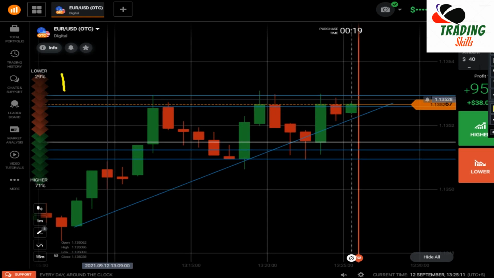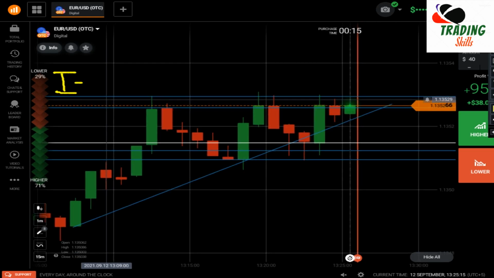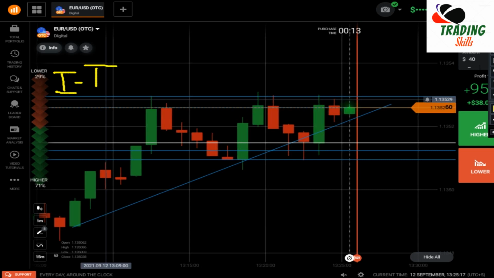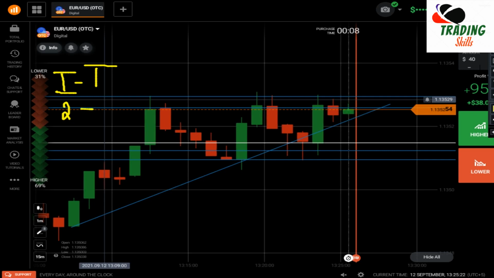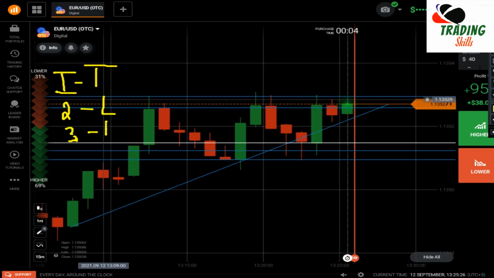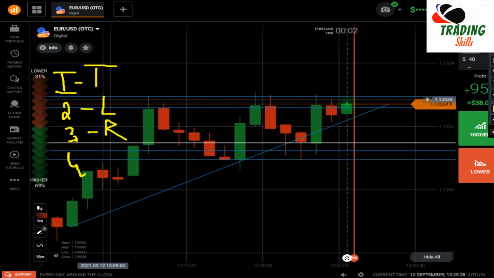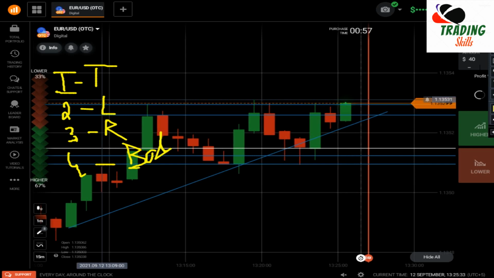The first thing is that you need to focus on the trend. The second thing is you need to focus on the levels. The third thing is you need to check the rejections, and the fourth thing was that you need to check the body of the candlesticks.